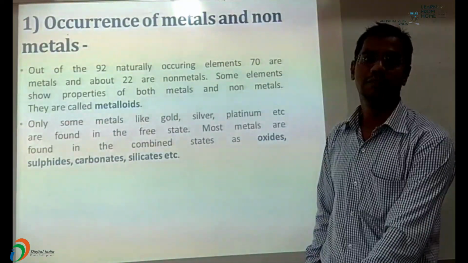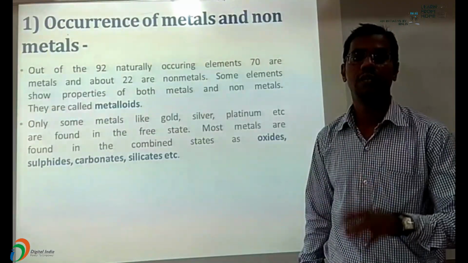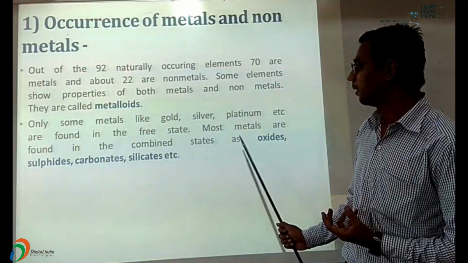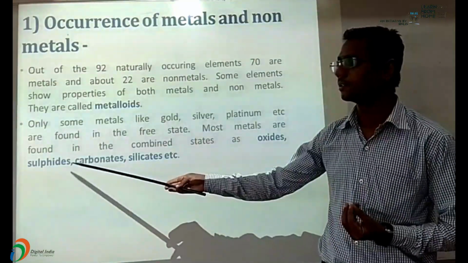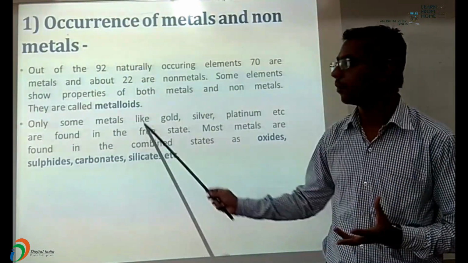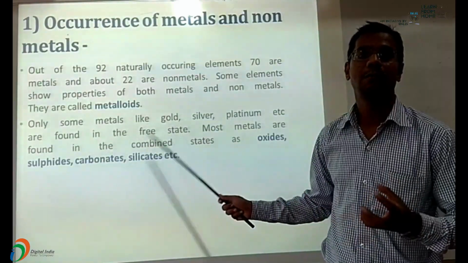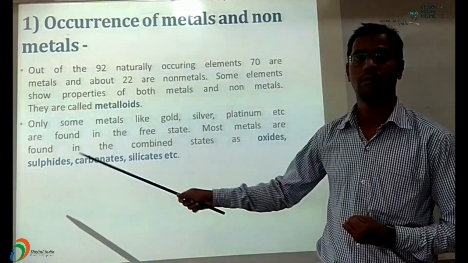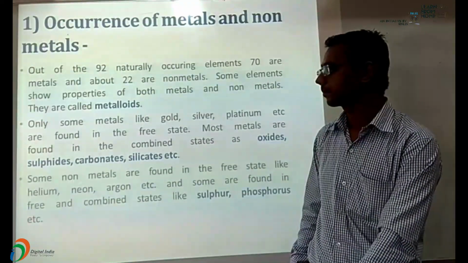Some metals like gold and silver are found in native form. It means they are present as they are. They don't react with anything. But a few metals react with elements such as oxygen, sulfur, carbonate, and silicate. So what is the important concept in this point? Some metals are present individually, but some metals are present in a combined form, reacting with oxygen, sulfur, carbonate, or silicate.